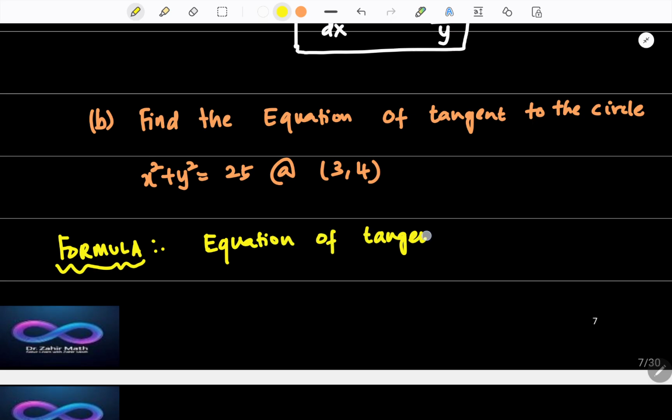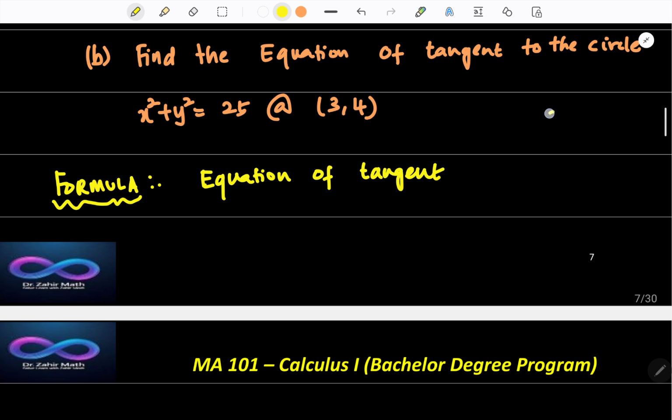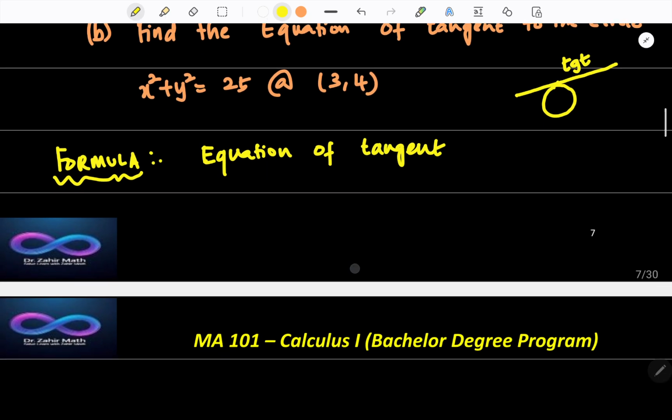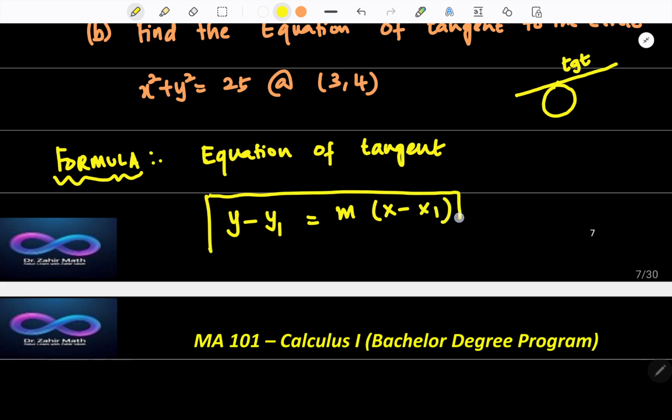The equation of the tangent is like a straight line. What is a tangent? This is a circle, and this one point is called the tangent. A tangent is a straight line, keep that in your mind. So the formula is y minus y1 equals m times x minus x1. This is the formula for the equation of the tangent to the circle.